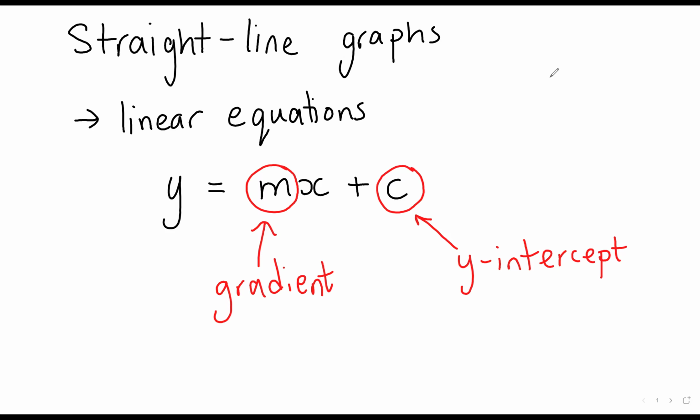So far we're brainstorming a little bit about what we know about straight line graphs. So one thing is that a straight line graph represents a linear equation, and all linear equations take the form y is equal to mx plus c, where m, the coefficient of x, is the gradient, and c is the y-intercept. That is where the graph cuts the y-axis.